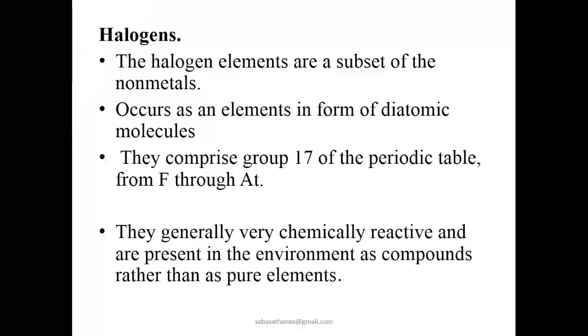Occur as elements in the form of diatomic molecules. They comprise group 17 of the periodic table, from fluorine and whatever. They are generally very chemically reactive and are present in the environment as compounds rather than as pure elements. Haiwezi kupatikana as pure elements, iko katika term of compound kwa sababu ni very chemically reactive, kwa sababu ili iweze kuwa stable inahitaji only one electron.